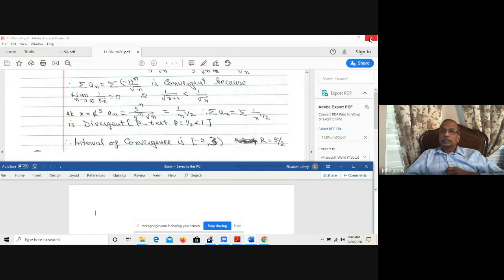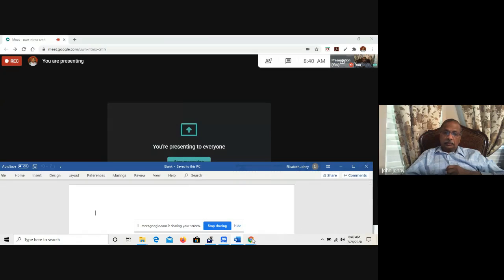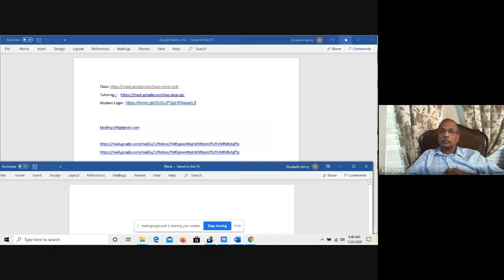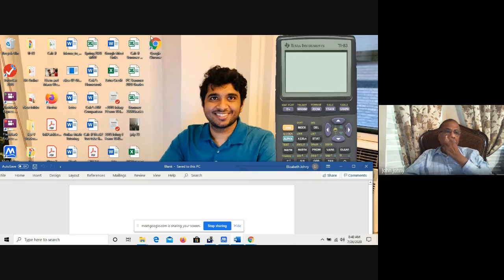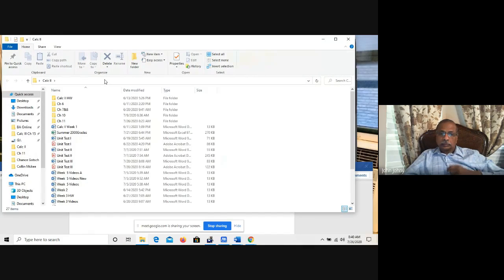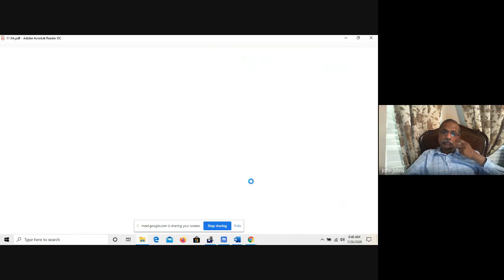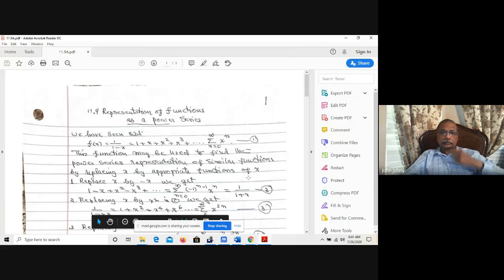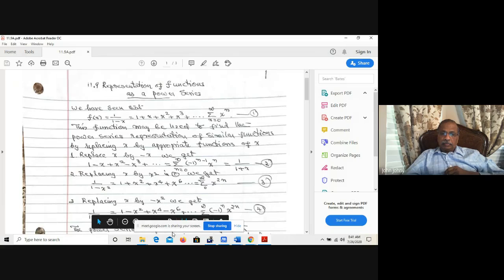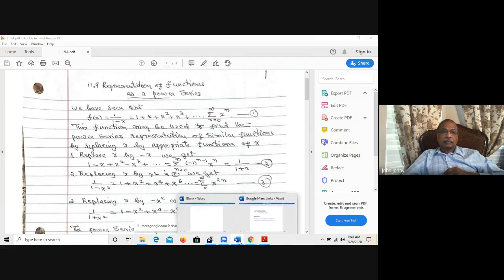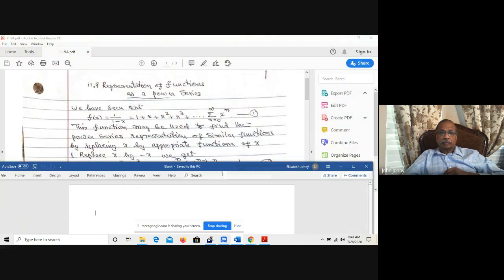Now we are going to start with section 11.9. 11.9 deals with the representation of a function as a power series.